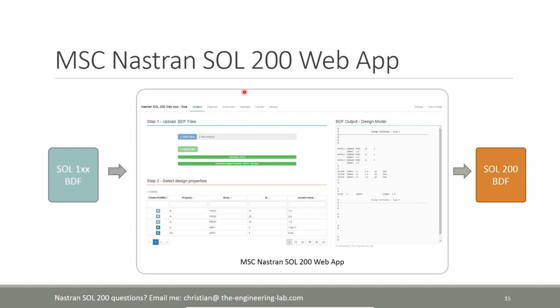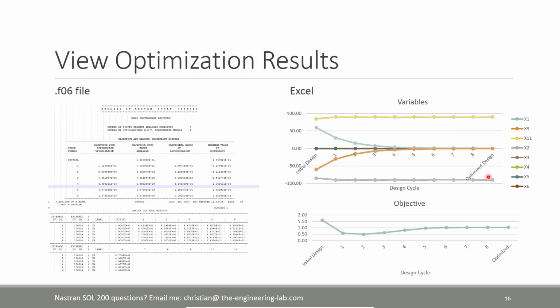Quick comment regarding the Nastran Solution 200 web app. This is available if you're a professional engineer. This is also available if you're a student. If you want access to this web app, my email address is here at the bottom of the screen. Feel free to send me an email and I'll work with you to get you access. What this web app lets you do is import a Solution 101 PDF file and convert it to Solution 200.